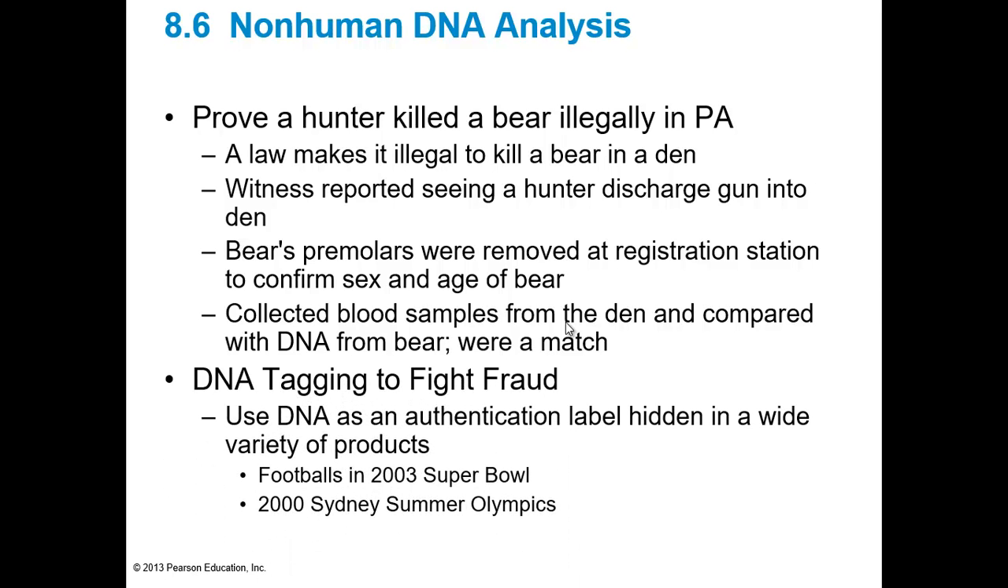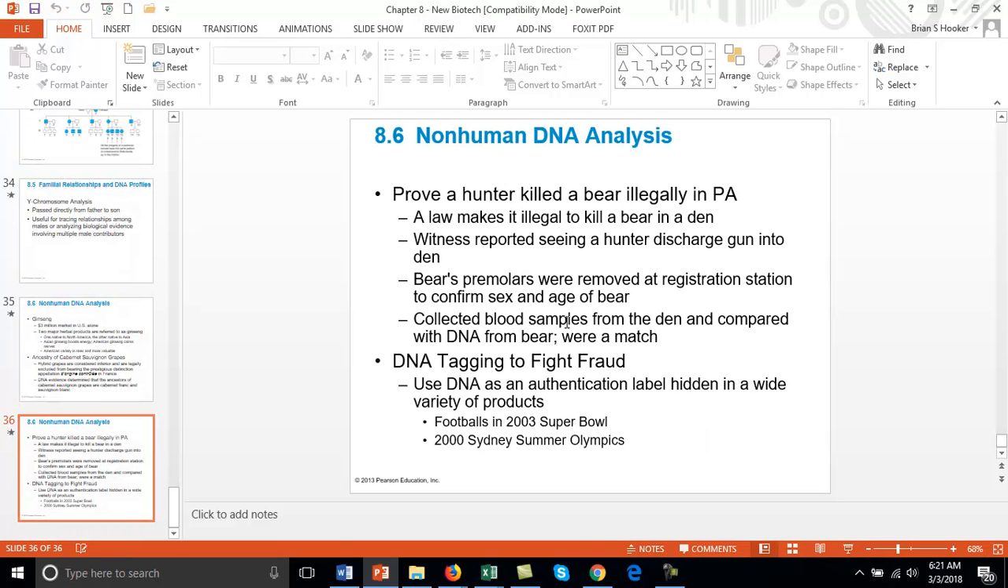And then DNA tagging: any inanimate object can be tagged with DNA. You just put a little tag on it, it's got a DNA sample that's preserved. And so you can authenticate different materials just by the DNA pattern. They do this for Super Bowl footballs, paraphernalia, medals from the Sydney Summer Olympic Games to help fight fraud and verify authenticity for people that trade such things. Okay, and that concludes the video lecture, at least for chapter 8.